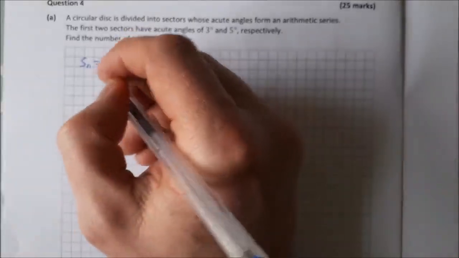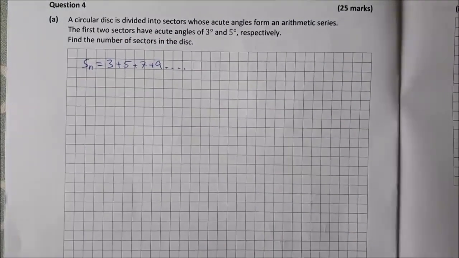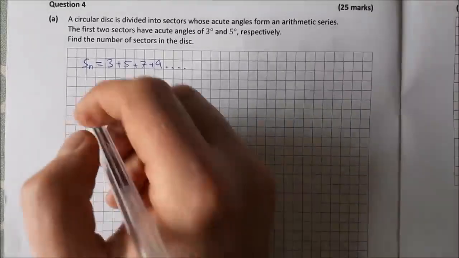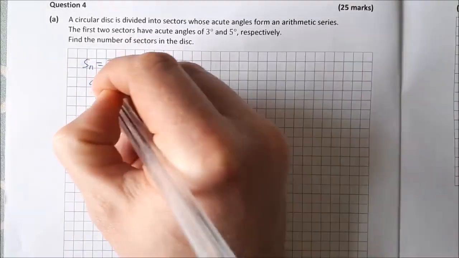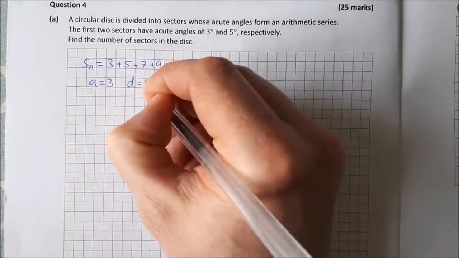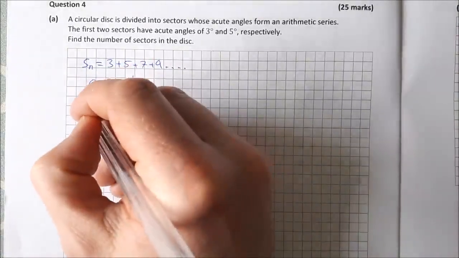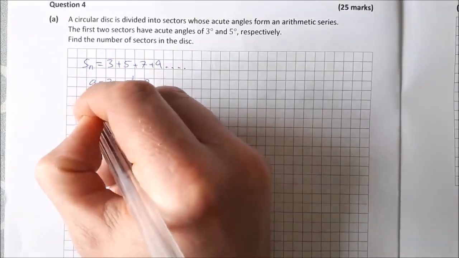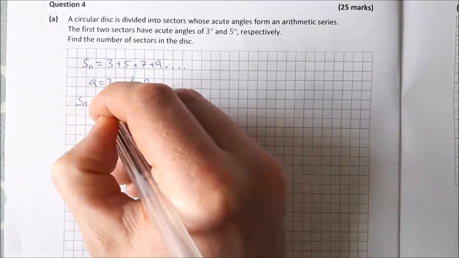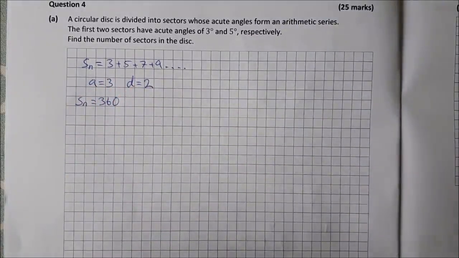Well, I can write down a couple of things from my arithmetic series straight away. My first term, a, is equal to 3, and my common difference, d, is equal to 2. And I know that the sum of the series, S of n, must add up to 360 degrees, because that's how many degrees there are in a circle.